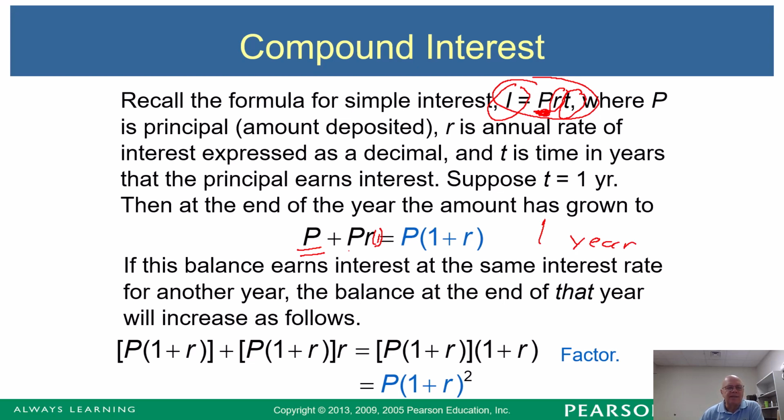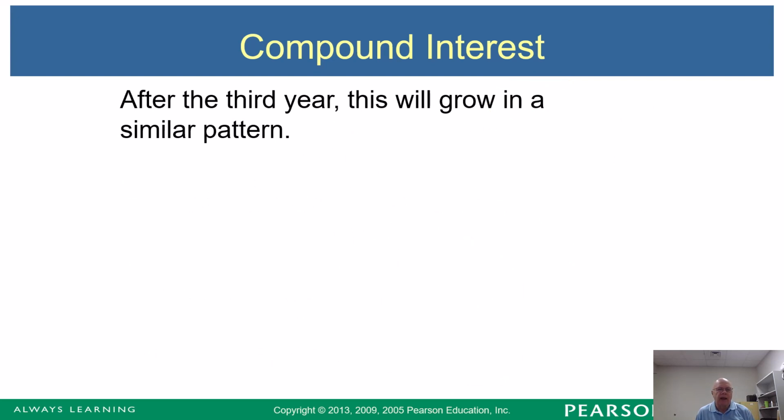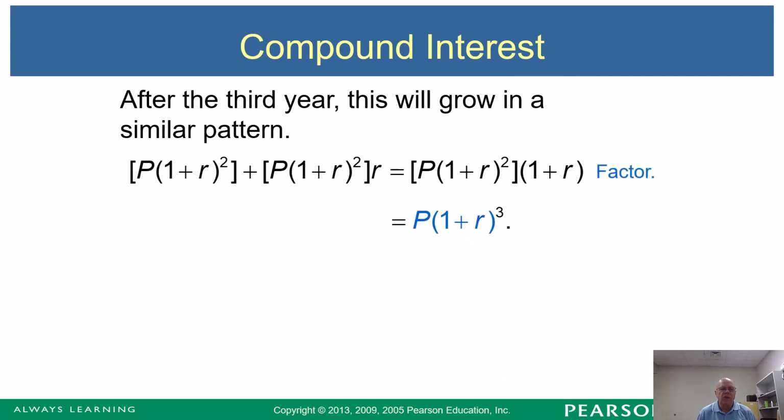Now, what about the next year? Well, next time, you already have this. That'll be your new principal. And you multiply that times 1 plus R. And that's what this looks like. Shortened, it looks like that. For 2 years with an annual interest rate of R, or as a percentage most likely. At the end of the 3rd year, you got P times 1 plus R cubed.